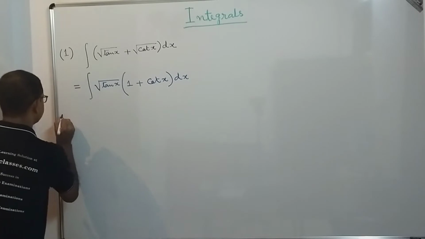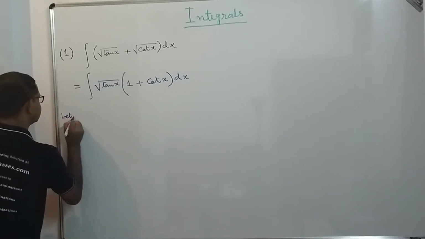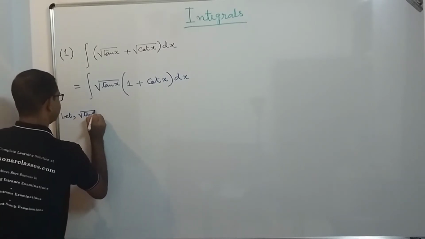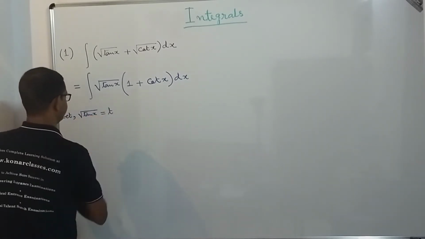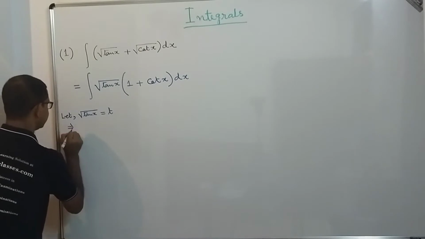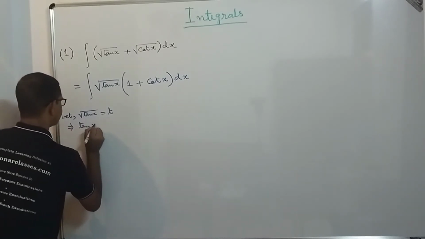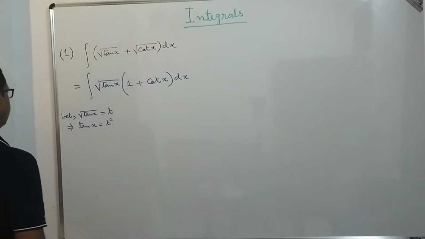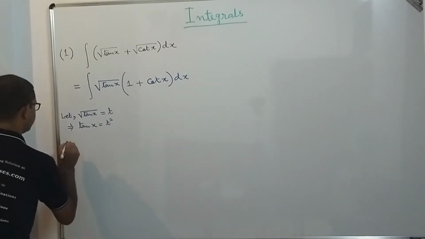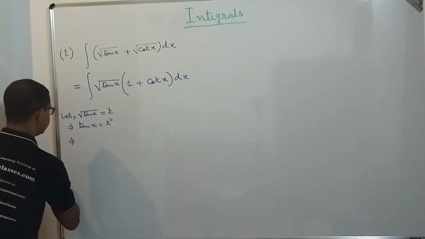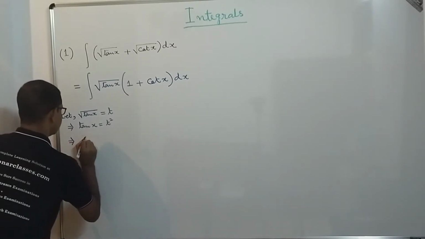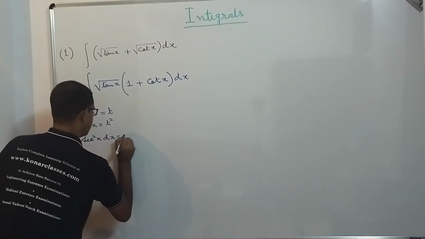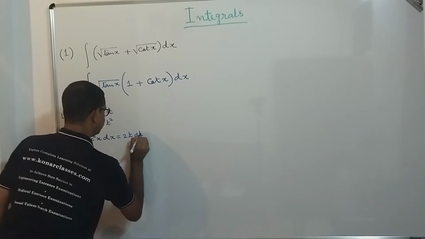Now we are making a substitution. Let square root of tan x be equal to t, or we can say that tan x equals t square. Okay, so then what are we going to get here, dear students? So this implies that sec square x dx is equal to 2t dt.